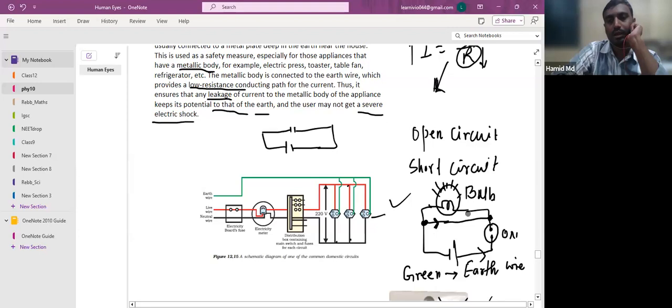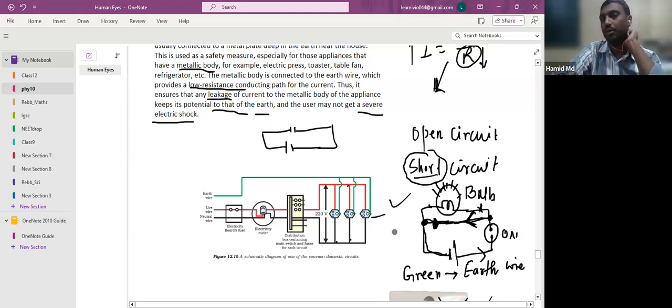The current will feel that this is the shortest path for it to complete the circuit. So it will forget to go around this line, and it will jump to this line, because it's the short circuit. The bulb will not glow. It will go like this, and then there will be an explosion.